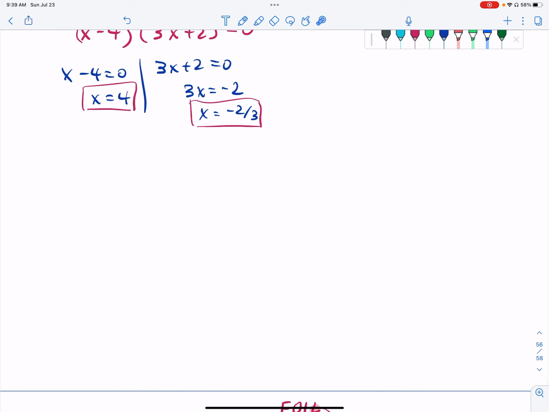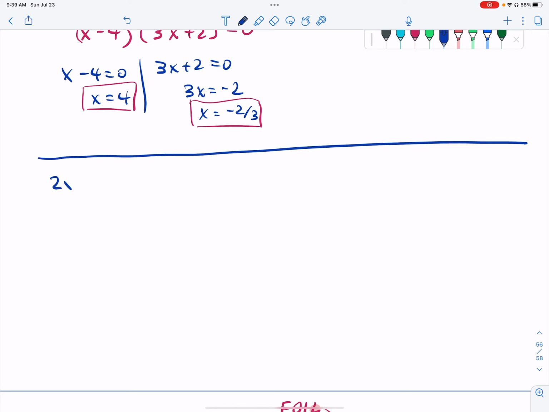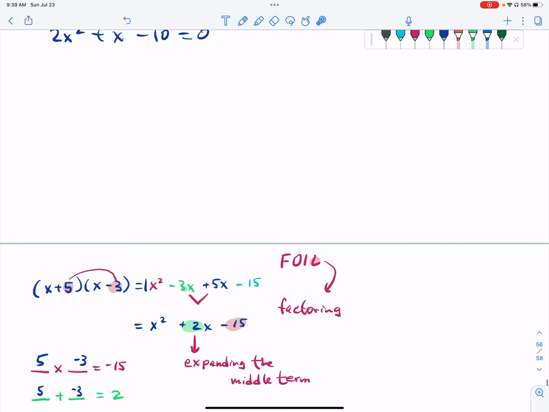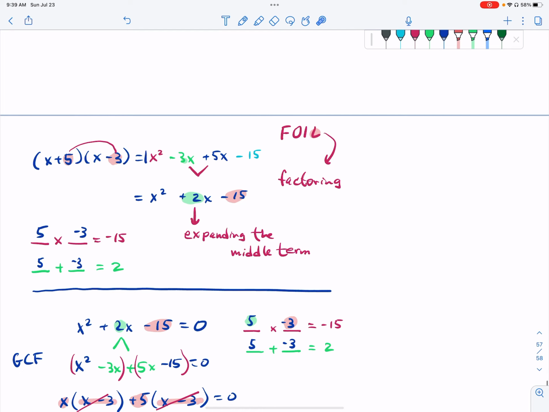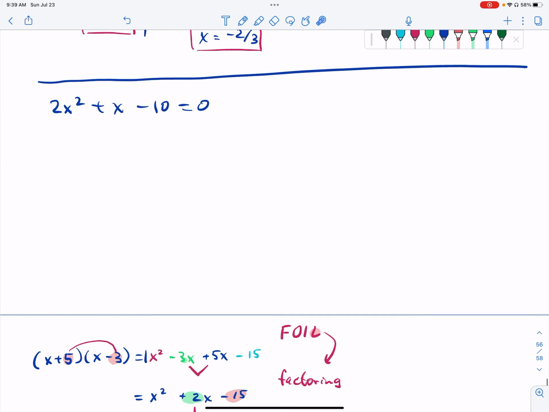Okay, so just from scratch, no FOILing backward, and no having something to cheat from. Let's just say I have 2x squared plus x minus 10 is equal to 0. A couple of things I want to do: I want to identify it as quadratic. It has a squared term, which means I'm going to have to factor. Since it has a leading coefficient of 2, I don't just use the straightforward method that I did over here. Actually, it is the AC method, but that one has a leading coefficient of 1, so you don't really have to worry about it.